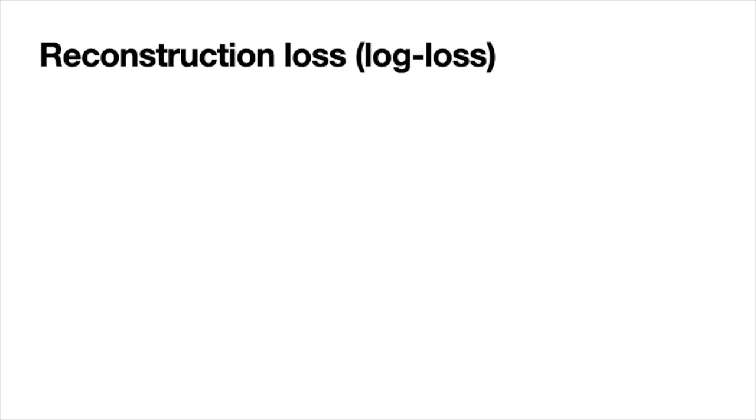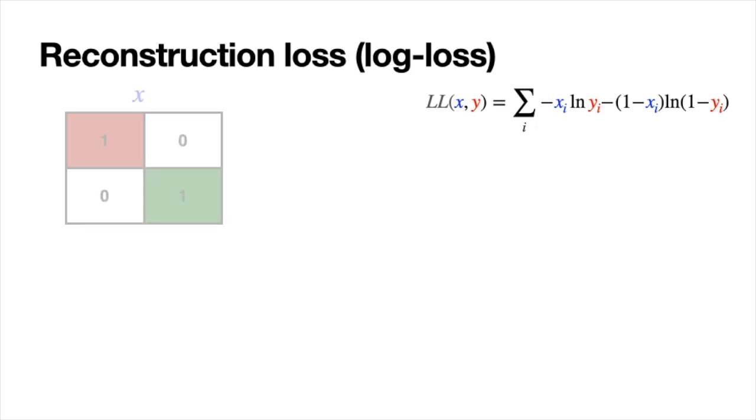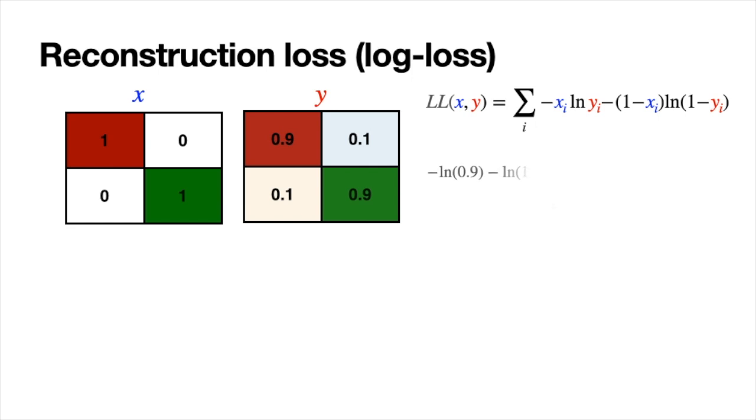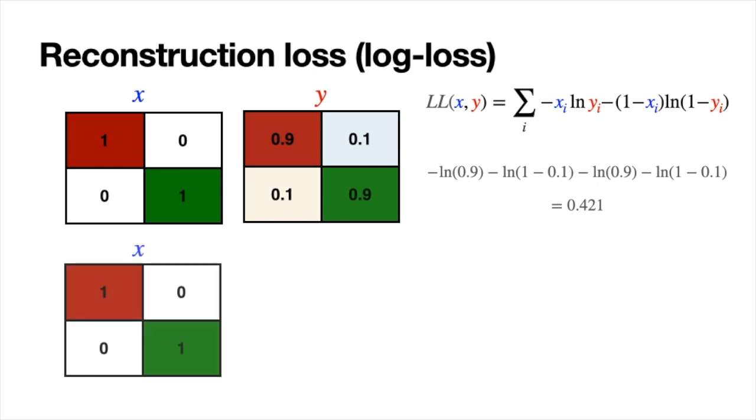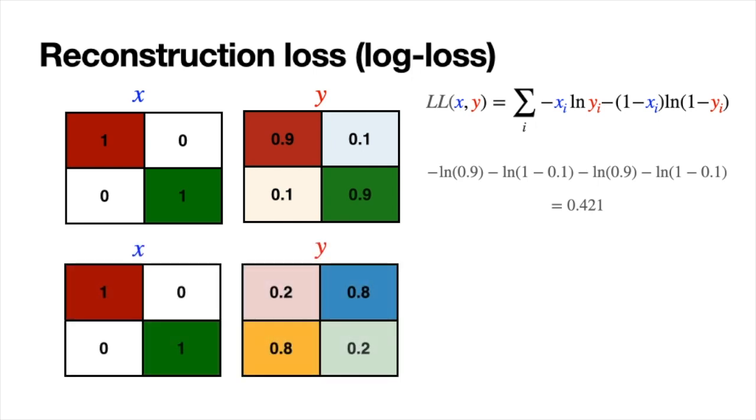Another function that works is the log loss, and this is more for examples in which the images have pixels that are only 1 or 0. This is the formula for the loss function. It may look strange, but it's very common in neural networks, and it can be seen as a negative logarithm of the likelihood. And again, it gives a small loss for images that are close to each other, such as this one, where it's 0.421. And it gives a large loss for images that are far away from each other, such as these ones, where the loss is 6.438. So that reconstruction loss is the loss function that we use for training regular or denoising autoencoders.